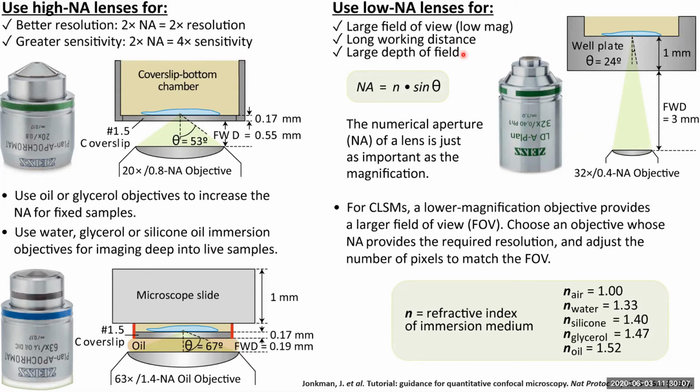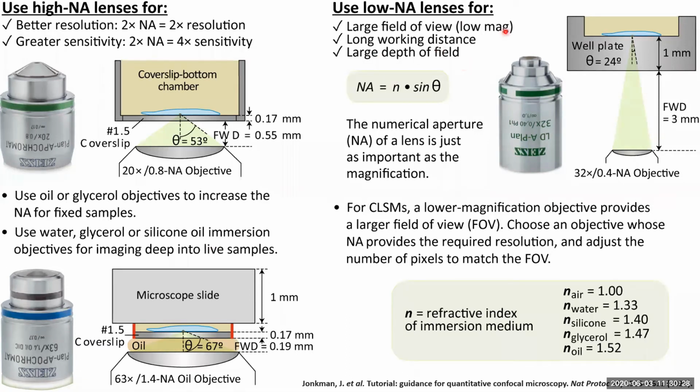Now, if you need a large field of view, a long working distance, or a large depth of field, you use a low NA lens. So the depth of field is another thing. If you have a high numerical aperture, things fall in and out of focus very, very quickly, whereas with a lower NA, you have a larger depth of field and things stay in focus a lot more.